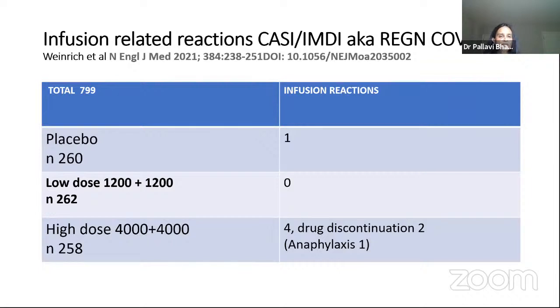So what kind of infusion related reactions were seen in this first RCT with this combination, the Roche-Cipla combination? The total number of infusion reactions in placebo was single. With the lower dose, which is what you would be using, there were 0 infusion reactions, and there were about 262 patients. And with the higher dose, which is not what you would be using, there were a total of four infusion reactions out of 258 patients. So it's a low frequency, and out of those 2, the drug had to be discontinued, and a single case of anaphylaxis in this group of almost 800 patients.